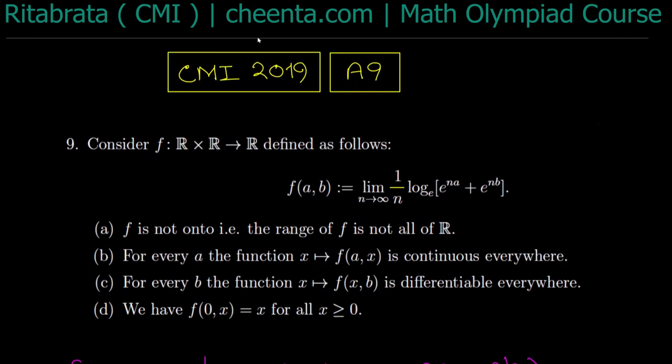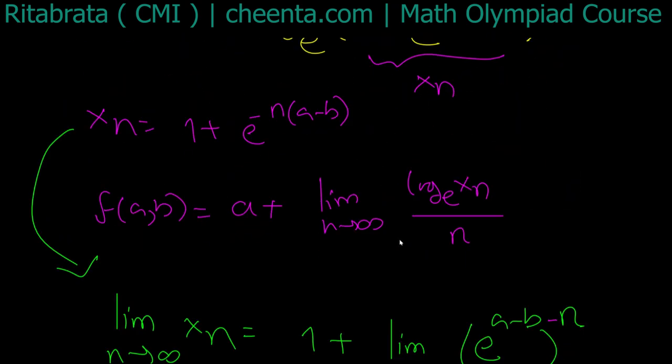So if it's not onto, this is false. If it's onto, it is true. The function is continuous everywhere, this is true. The function is differentiable everywhere, it is false. The function f of (0, x) equal to x for all x greater than or equal to 0 is true, because in that case f of (0, x) equals the maximum of 0 and x, and as x is greater than or equal to 0, it is x. So this ends the solution, because we have checked all the cases. Second and fourth options are true, first and third are false. So we are done.